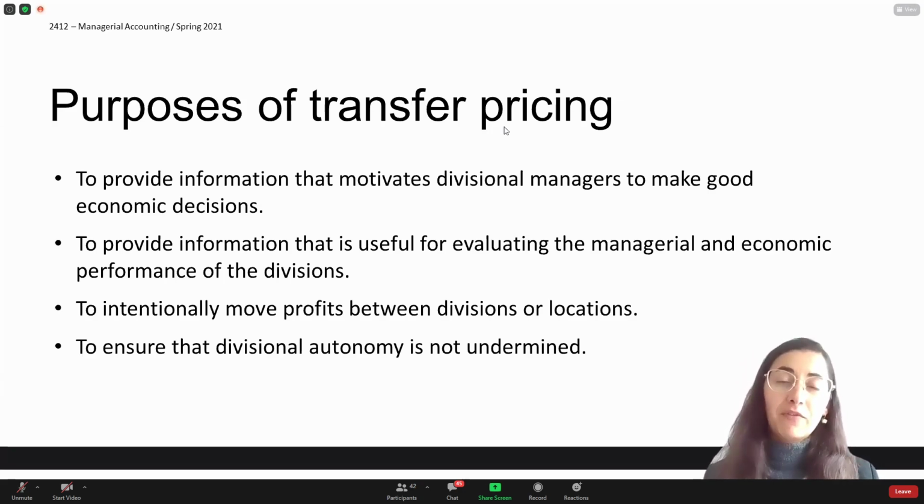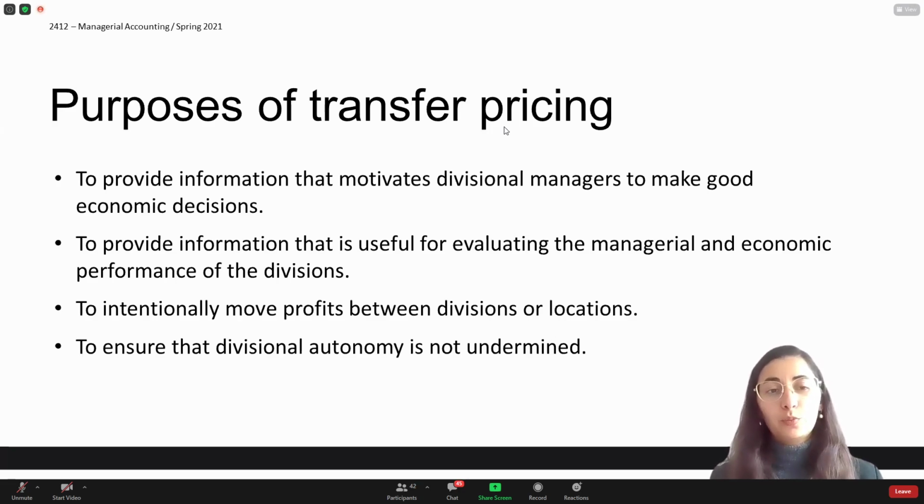Because if each division is an investment or a profit center, the division is responsible for both the revenues and the costs. And if the division is supplying a product or a service to another division, we have to think about transfer pricing, the price of transferring this product to the other division of the same company. So, the purposes of transfer pricing: we want information that motivates the managers of each division to make good economic decisions. We want the best for the organization as a whole.